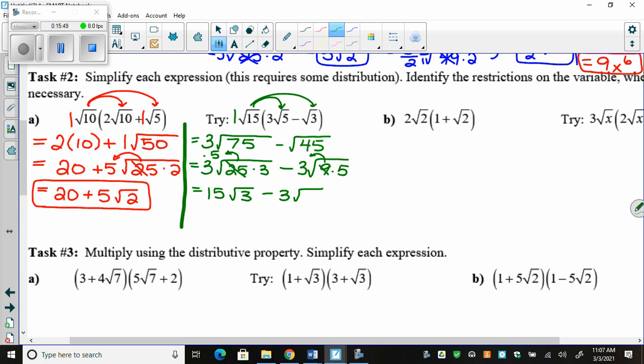Can I put these together? No. One's a root 3, one's a root 5. Can't add or subtract anything that has different radicands, right? B.